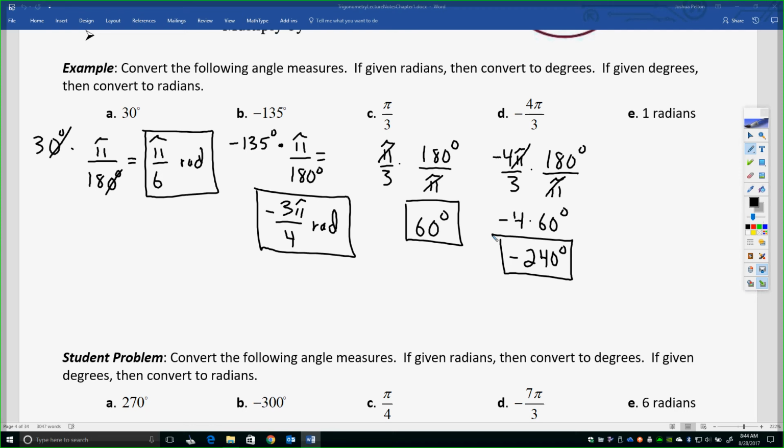Okay, and the last one is 1 radian. That's weird, there's no pi there. Does there need to be a pi? No. Just because there's no pi does not mean it's not radians. So 1 radian times 180 degrees over pi radians. You don't need to put the rads there, but we will in this case. So cancel, cancel, and I end up getting 180 degrees over pi. If you want the decimal answer, that'd be approximately 57.2957 degrees, which is not really necessary though. You probably want to keep the exact answer, which is 180 degrees over pi. Okay, pause the video and try for yourself on the student problems.